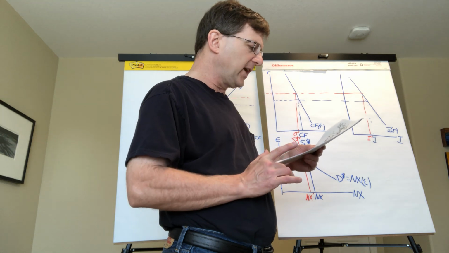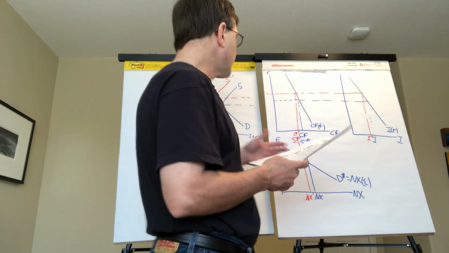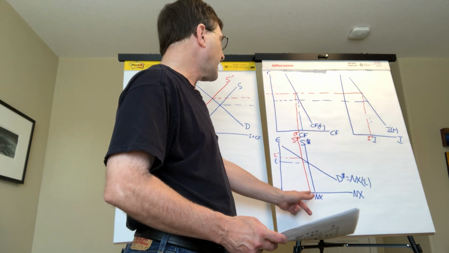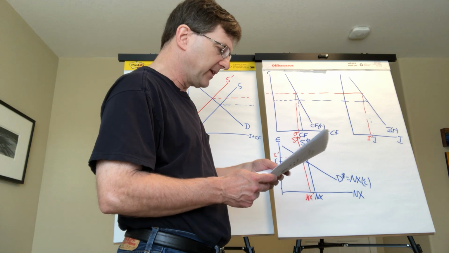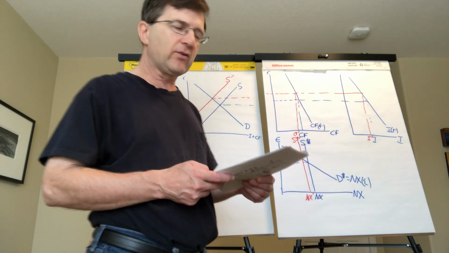But question 31 asks about net exports and the real interest rate. What's happening to net exports and the real interest rate? Net exports go down, real interest rate goes up, and that you can see as answer D in question 31.